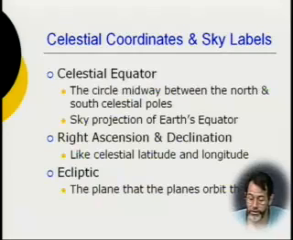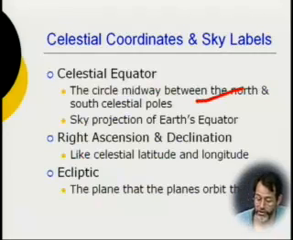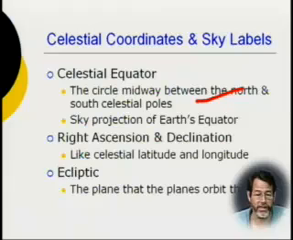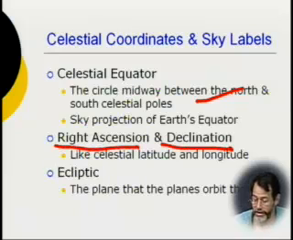It is the circle midway between the north and south celestial poles, and it is a projection of the Earth's equator. On the Earth, we use latitude and longitude. If you look at your GPS, you can find your latitude and longitude to very accurate coordinates. On the sky, though, since it changes as the Earth rotates, we can't use latitude and longitude. The equivalent of latitude is declination, and the equivalent of longitude is right ascension. And there is a 0 point that people use, just like the international dateline for Earth.